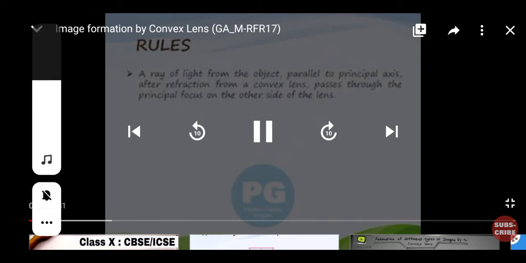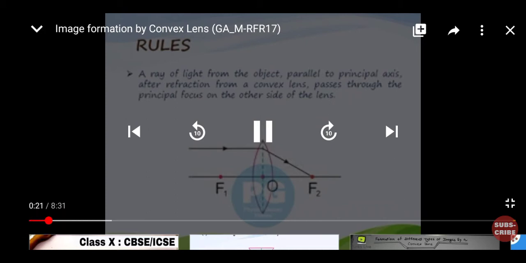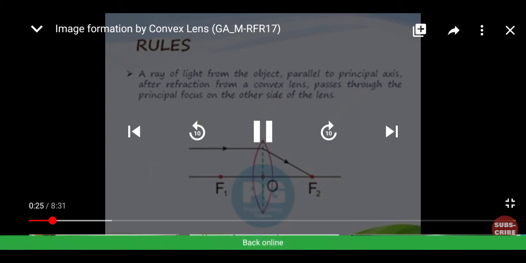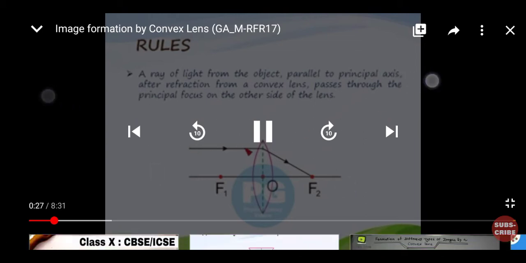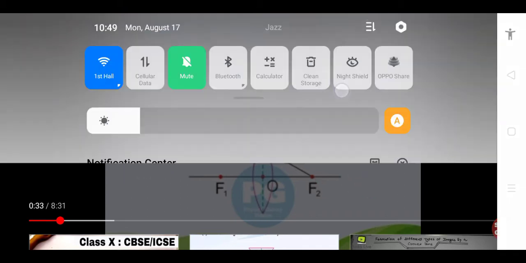Image formation by a convex lens. The rules. A ray of light from the object, parallel to the principal axis, after refraction from a convex lens, passes through the principal focus on the other side of the lens. As you can see here in the diagram, a ray of light which is parallel to the principal axis, after refraction, will pass through the principal focus that is on the other side of the lens.